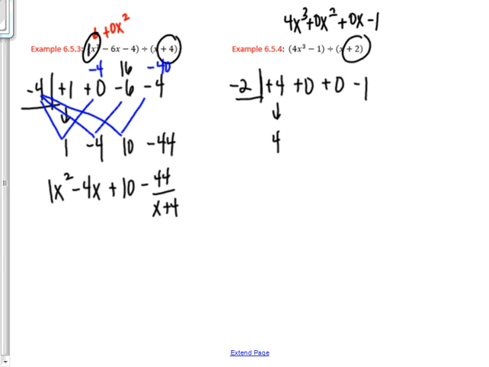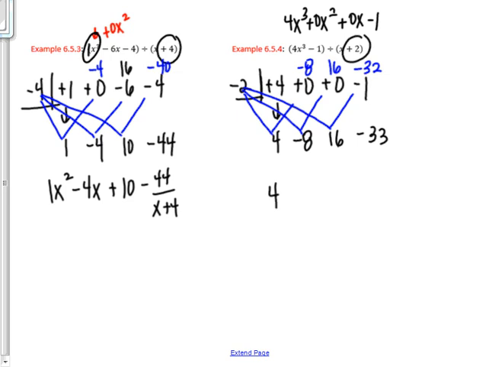Alright, so bring down that 4. Negative 2 times 4 is negative 8, plus 0 is negative 8. Alright, let's do it again. Negative 2 times negative 8 is 16, plus 0 is 16. And negative 2 times 16 is a negative 32, minus 1 would be a negative 33.